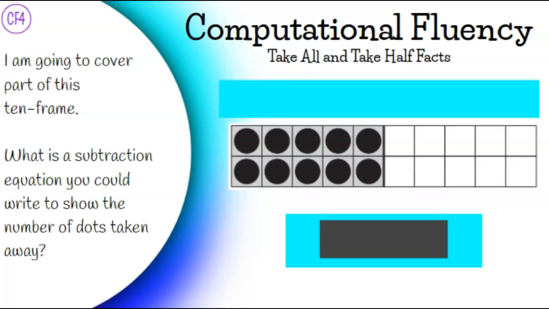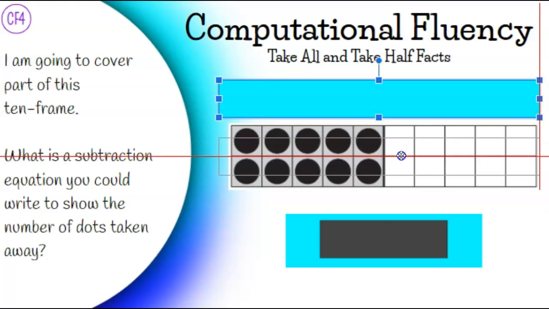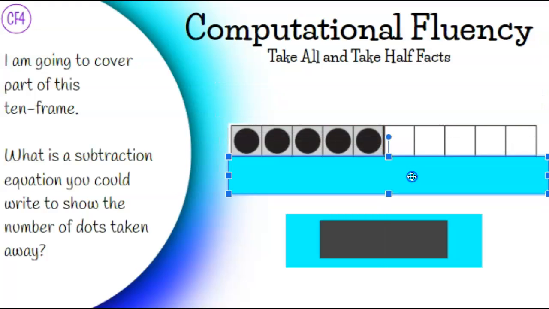I'm going to cover part of this 10 frame. And I want you to think about what a subtraction equation would be that would show the number of dots taken away. So for example, we'll work through this one together. You should see that there are 10 black dots on here. If I cover up the bottom section of that tens frame, what equation would represent what I have taken away?